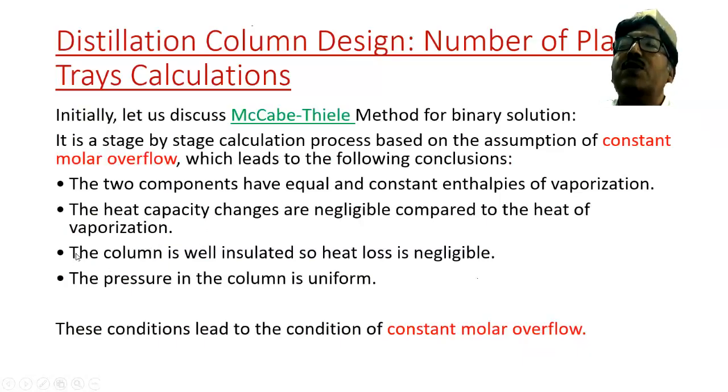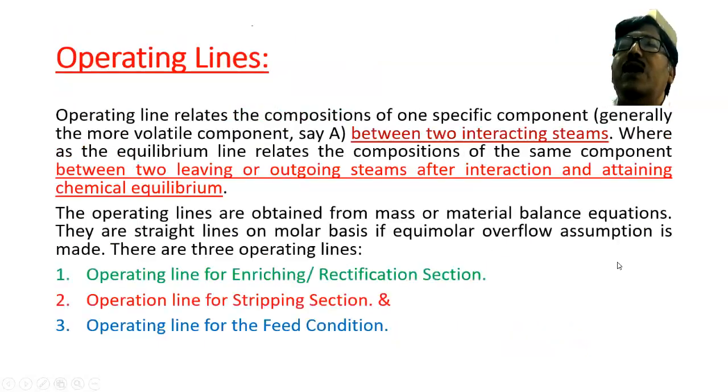And then the third and fourth conclusions: the column is well insulated, so heat loss is negligible. We can believe that. And the pressure in the column is uniform. More or less we can, but at the bottom section pressure is high compared to the top section, but we may assume this is uniform. So these conditions lead to the condition of constant molar overflow.